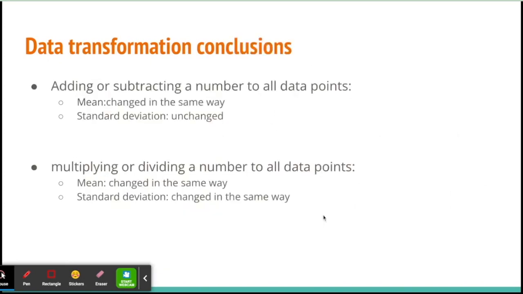So through these two scenarios, we find conclusions about data transformation. If we add or subtract a number to all of our data points, we'll see that the mean is changed in the exact same way, added or subtracted, whatever that number is, while the standard deviation is unchanged. If we multiply or divide a number to all of our data points, the mean is changed in the same way still, so either multiply or divide by whatever that number was, and the standard deviation this time is also changed in the same way.